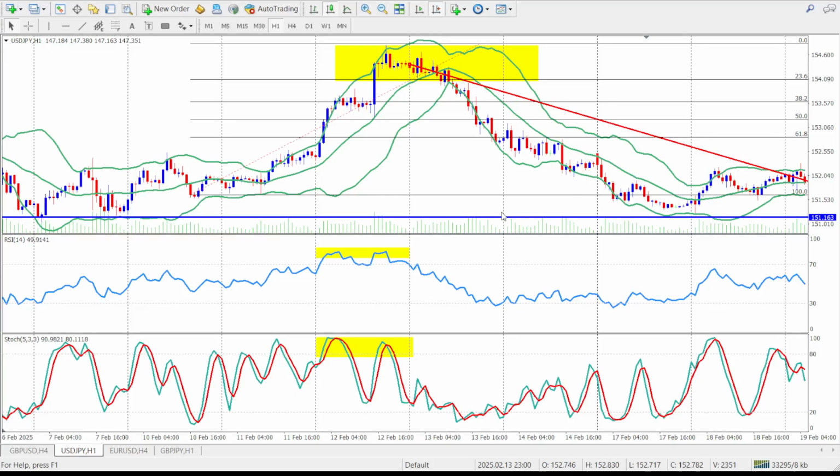When price retraces to a Fibonacci level and aligns with other indicators like the RSI or Bollinger Bands, it can create a strong setup for a trade.